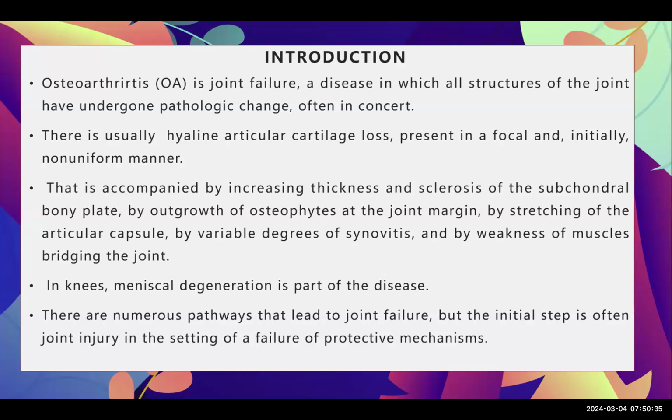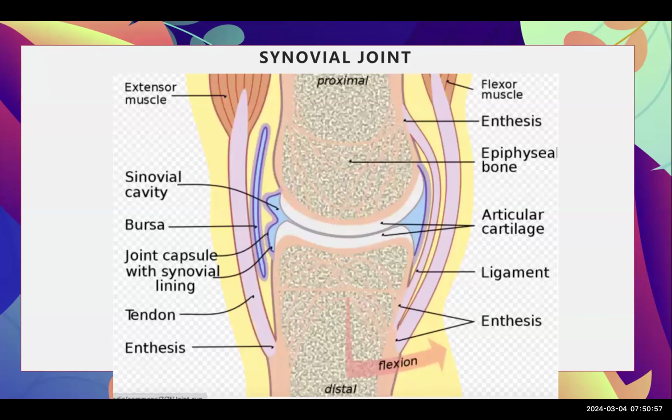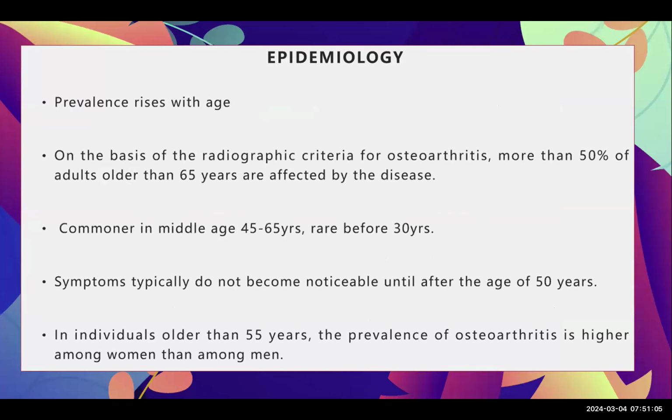Basically, in this condition, there are problems with the structures of the joints, usually accompanied by hyaline articular cartilage loss, as well as focal thickening and sclerosis of the subchondral bony plate, and outgrowth of osteophytes. This is just a diagram of the synovial joint, and this is the place where a lot of these activities happen. Just to note that the predisposition increases with increasing age. Of course, our patient was 65 years.